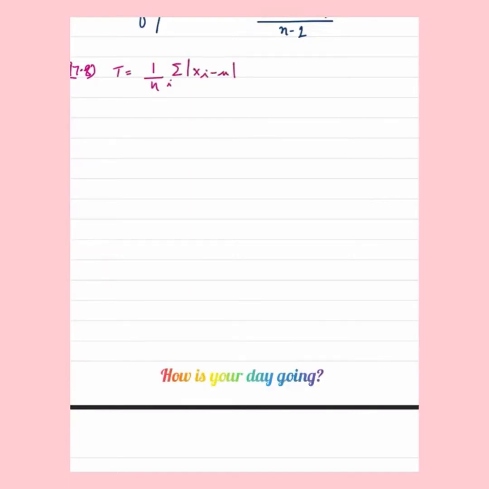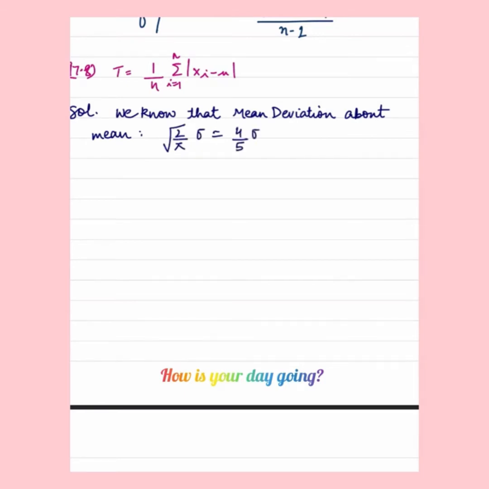Here we have been given that x1, x2, ..., xn is a random sample of size n from Normal(mu, sigma squared). Mu is known and we have an estimator T equals 1 upon n summation i goes from 1 to n mod of xi minus mu. We have to check if T is an unbiased estimate for theta or not, and if not, we have to find an unbiased estimator of theta.